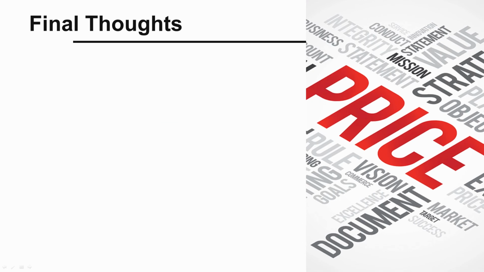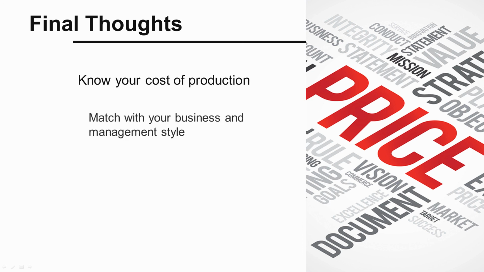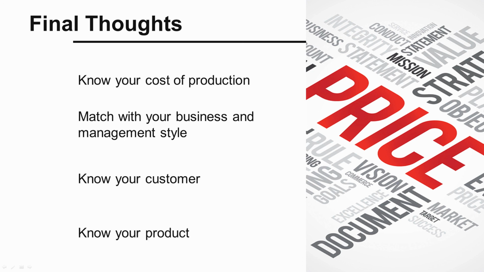Pricing, while a vital function and a critical component to the success of your business, does not need to be overly complicated. Knowing the cost to produce or provide your product or service is the first and most important piece. Never price below your cost of production. After determining your cost of production, you can choose the pricing method that best fits your business and management style. Finally, your target customer and product characteristics need to be considered when choosing a pricing method. For example, utilizing value-based pricing when your target customer has a fixed income likely will not be successful.